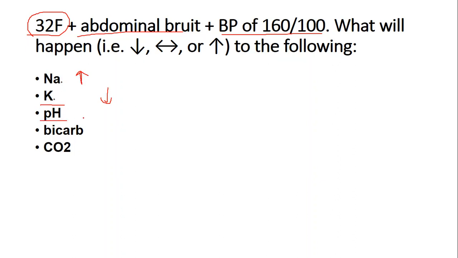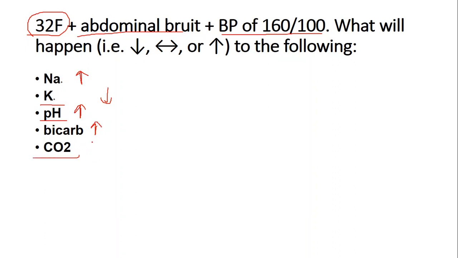Similarly, aldosterone causes the excretion of the hydrogen ion. So when you excrete the hydrogen ion, it means you're going to lose the acid. If you're losing the acid, it means your pH is going to increase, and your bicarb is also going to increase. And what about carbon dioxide?